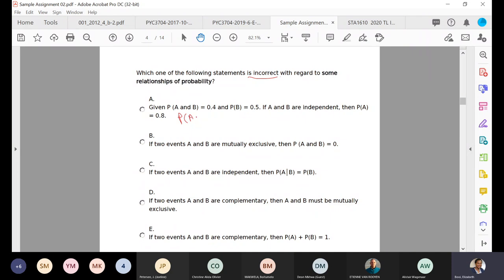So go back to what we have learned. The probability of A and B for independent events is the probability of A times the probability of B. If I'm given the probability of B and I'm also given the probability of A and B, I can find the probability of A because they told you that they are independent. So I can use that formula. If I rewrite this, I need to divide this side by the probability of B to get rid of it, and then that will be the probability of B.